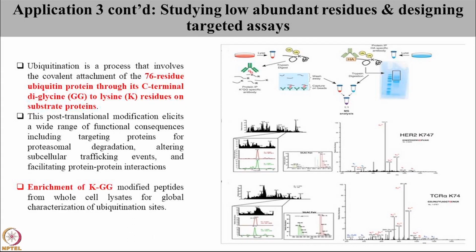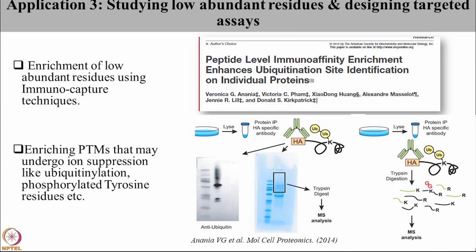Similarly, in one of the studies, they studied ubiquitination using IP-MS. This is the study by Anani et al.